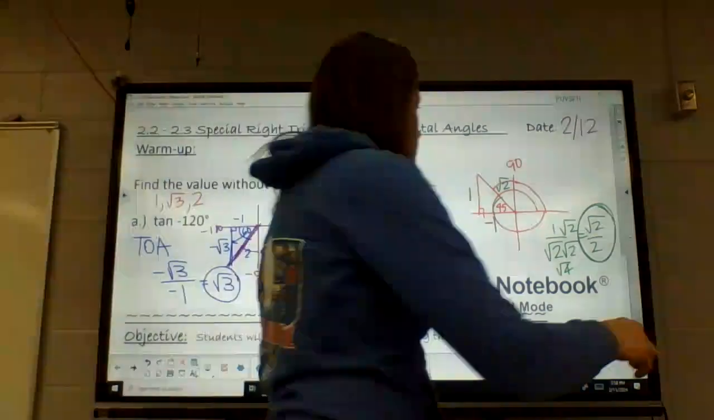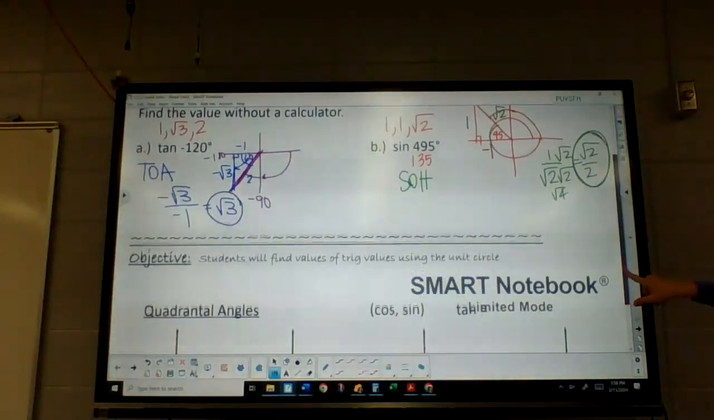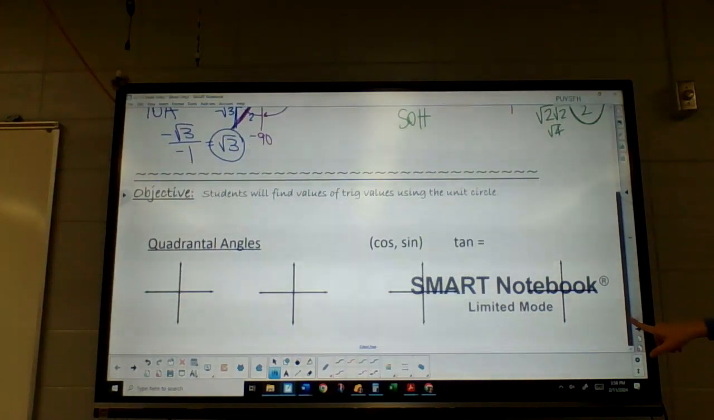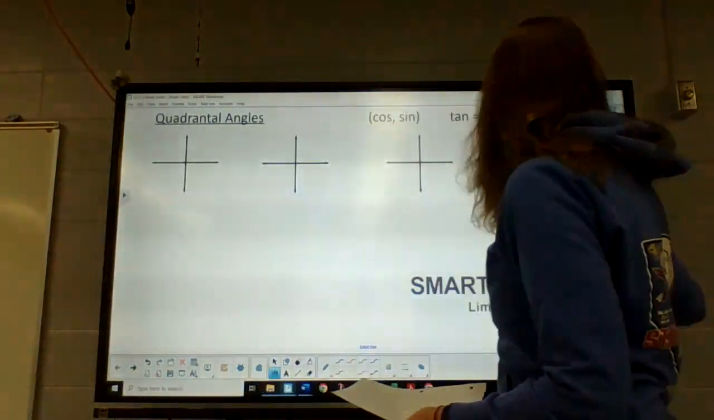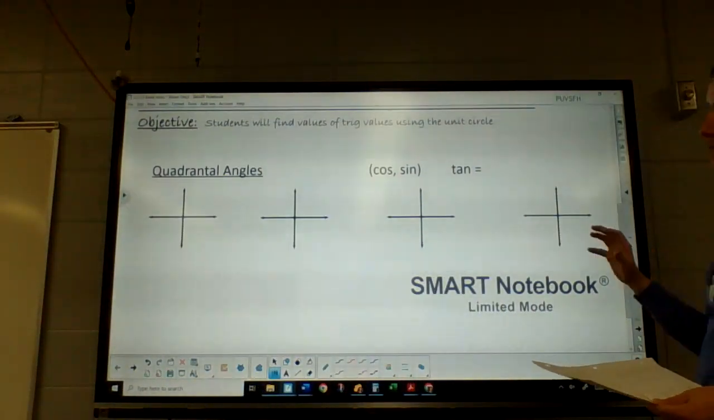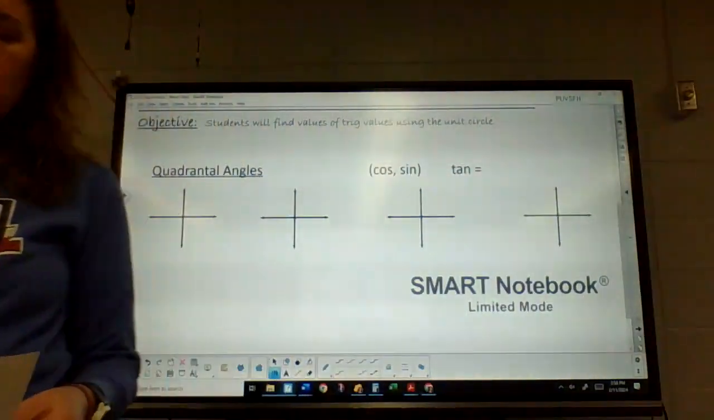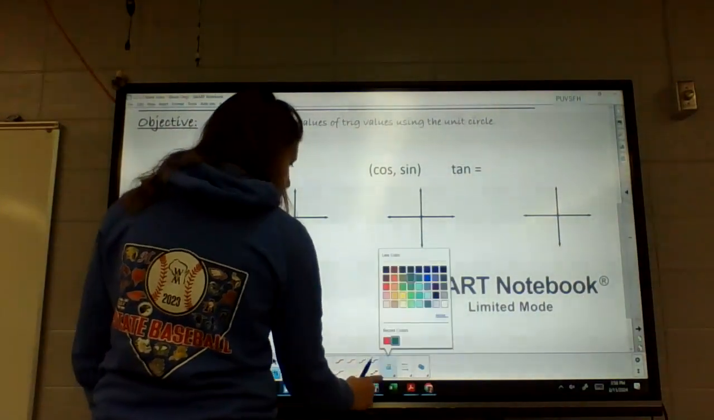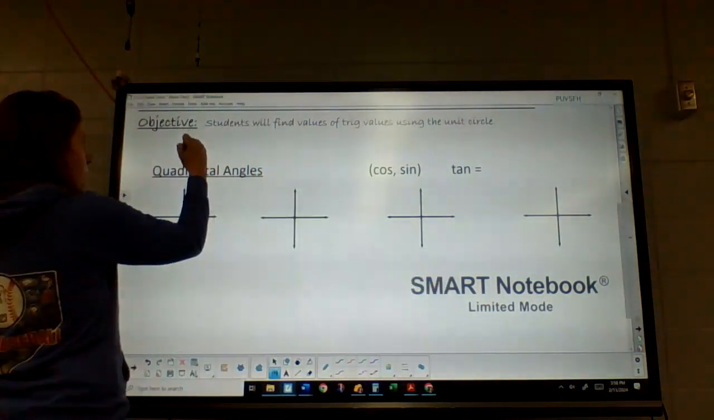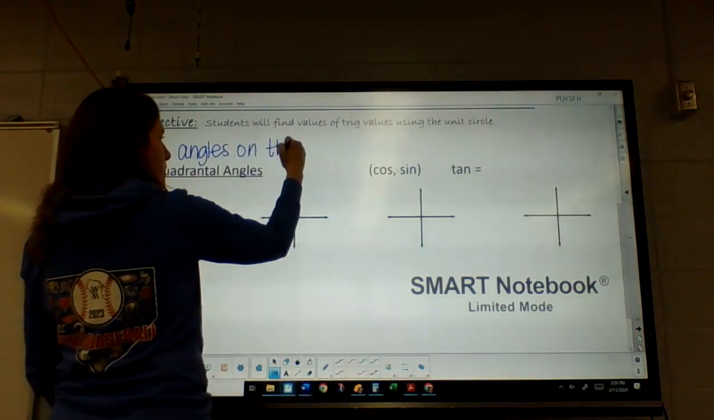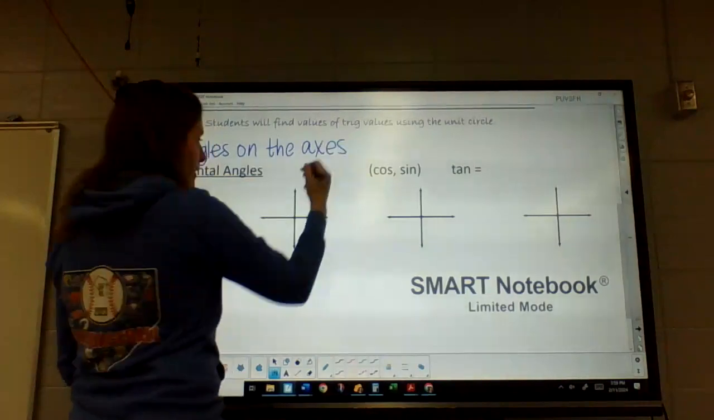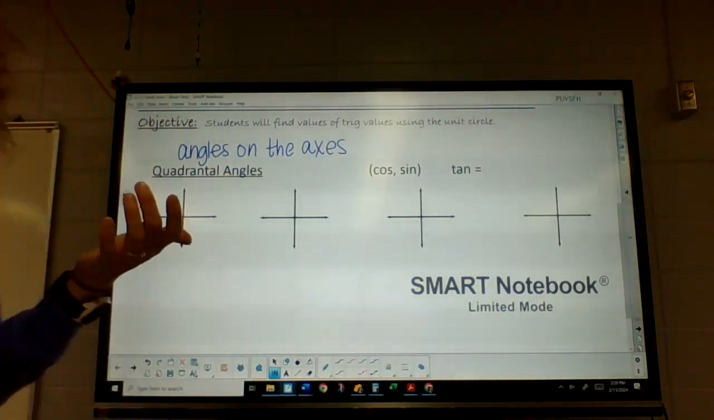Great. So we're going to talk about these quadrantal angles today. And so what that means is these are the ones I had you guys cross off last time. They're angles that land right on the axis. So in terms of this, it's not in the in-between. So any quadrantal angles are angles right on our axes, plural. So it's going to land on the axis.